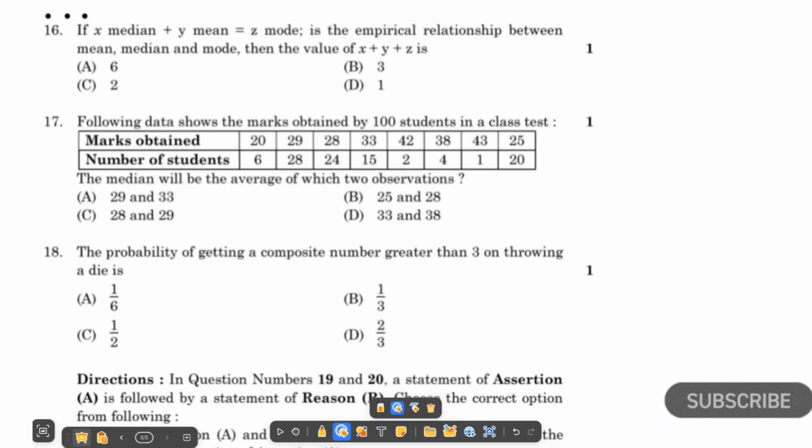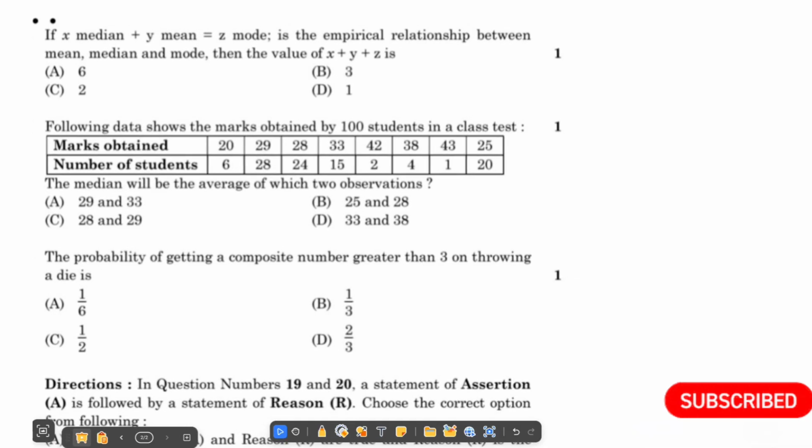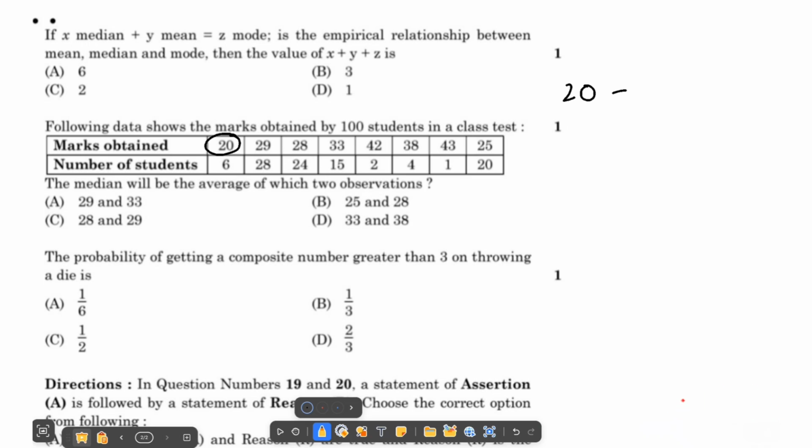So first of all, what type of data is it? It is an ungrouped frequency distribution table. To find the median of an ungrouped frequency distribution table, we have to arrange the observations in ascending order. So let's arrange the observations in ascending order. Here the first smallest observation is 20. So this 20 has frequency 6, and the next smallest after 20 is 25.